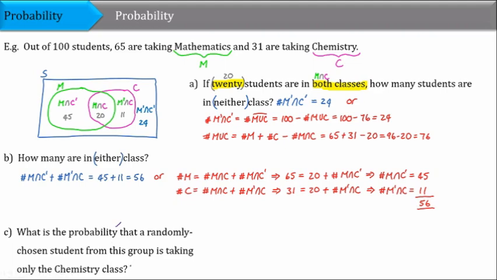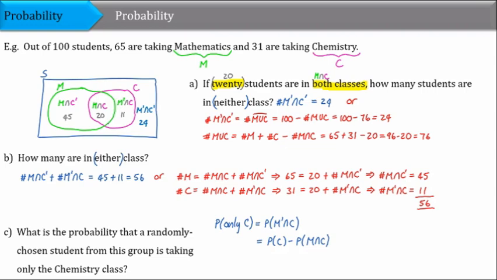is taking only the chemistry class? So the probability of only chemistry, how do we indicate that using our events? That will be not mathematics and chemistry. So only chemistry means this section on the right hand side. This is only the chemistry group. Now as we can see, we've already calculated this, and that is just 11.